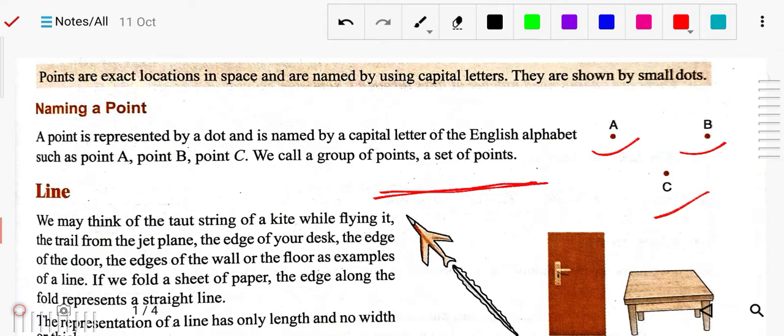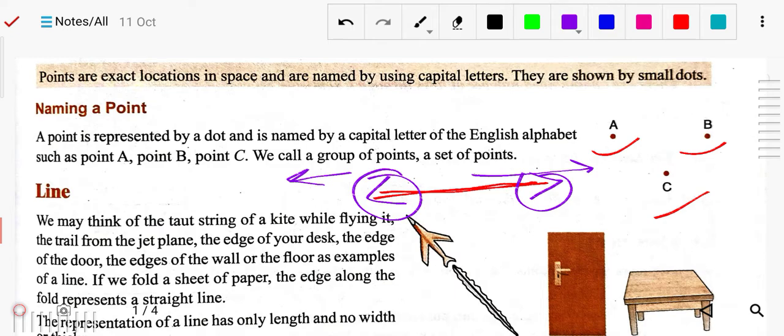And very important one, what is line? It has no end point. When you draw the line, line has no end point. End point means it will not stop on any side, either this side or this side, it will keep on going. Means it is endless. It will increase on both sides. Here it will increase, this side also it will increase. So this is about line.